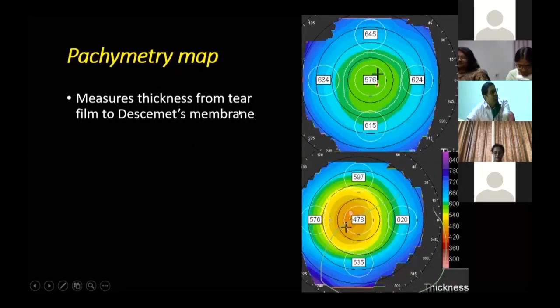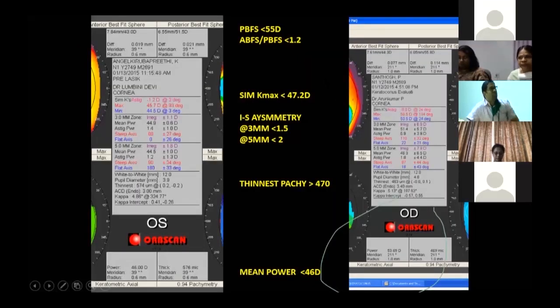The pachymetry map also, you can see, has a center that is green in color, and as it comes to the periphery, it is almost like cool colors. It depends on the thickness. The measurement of the thickness is always from the tear film to the Descemet's membrane, so that is how it calculates about 20 to 30 microns more than ultrasonography. Here it just says that it's a thin cornea at the center with respect to the periphery. So these are the normal parameters which should be seen to assess the scan.